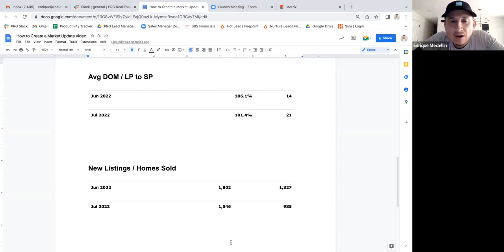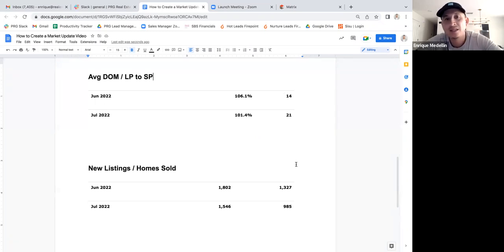This is Santa Clara County, single family, townhouse, condo. Average days on market in June, 14 days. List price to sales price ratio, 106.1, right? So on average, homes are going 6.1% over the asking price. Now in July, the average days on market went up from 14 to 21, and the list price to sales price ratio went down. So homes are still selling above asking, but they're not going as high as they were before, and it's taking longer for homes to sell.